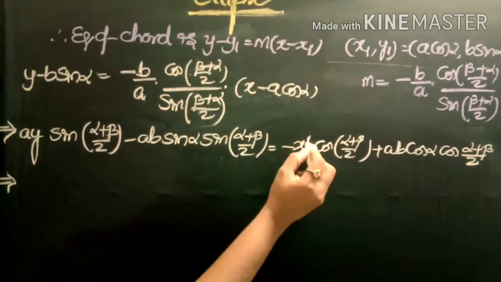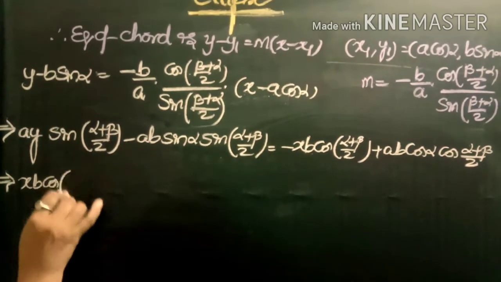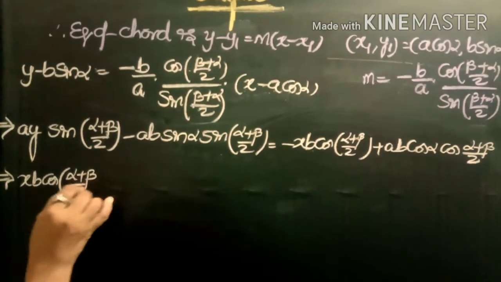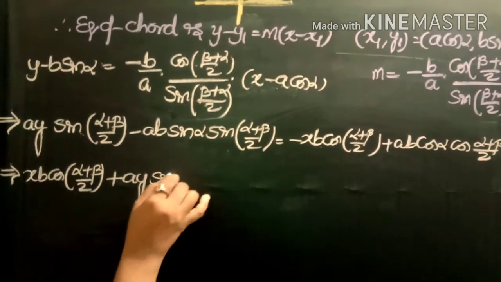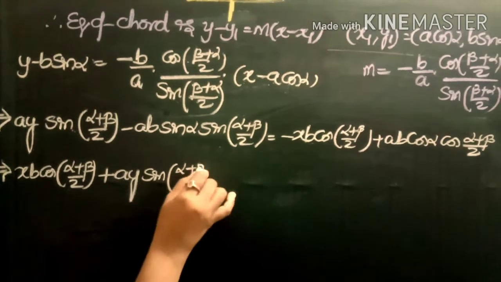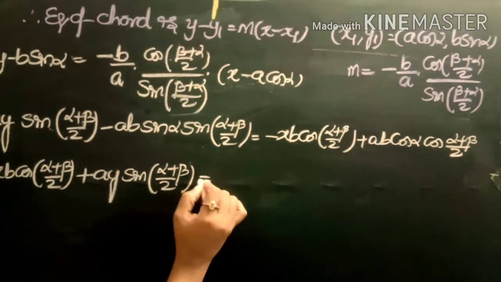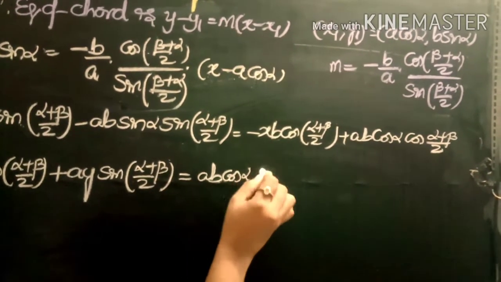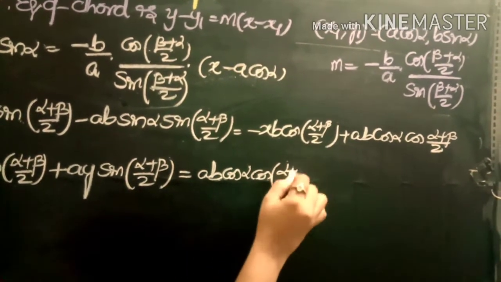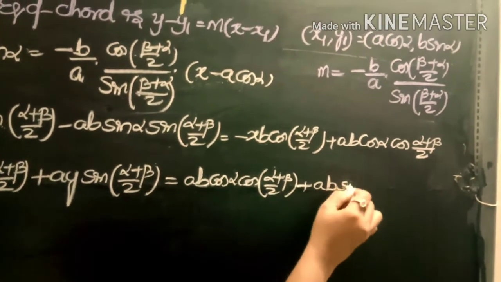That is, first we are taking the x term, that is xb cos((alpha plus beta)/2), plus, next writing the y term, which is ay sin((alpha plus beta)/2), is equal to, now writing the remaining 2 constants at the right hand side. That is, here the first value is ab cos((alpha plus beta)/2) plus ab sin((alpha plus beta)/2).